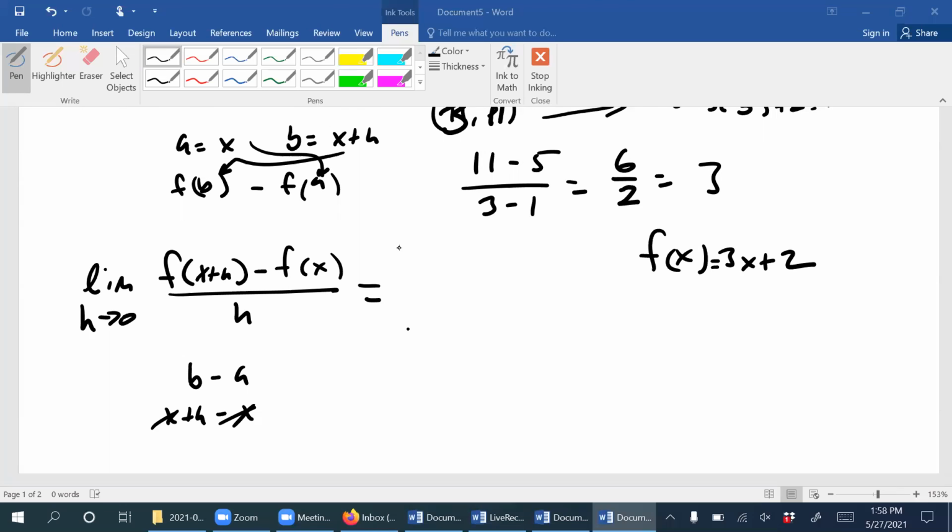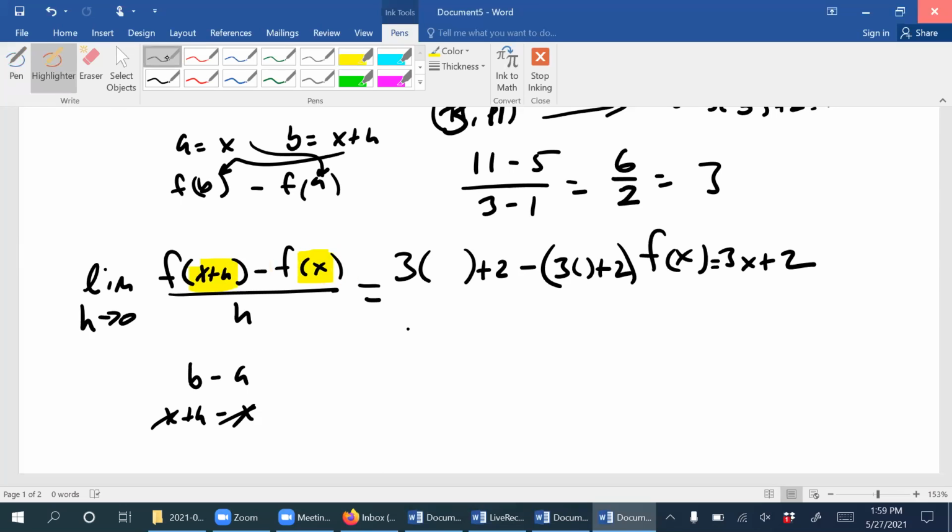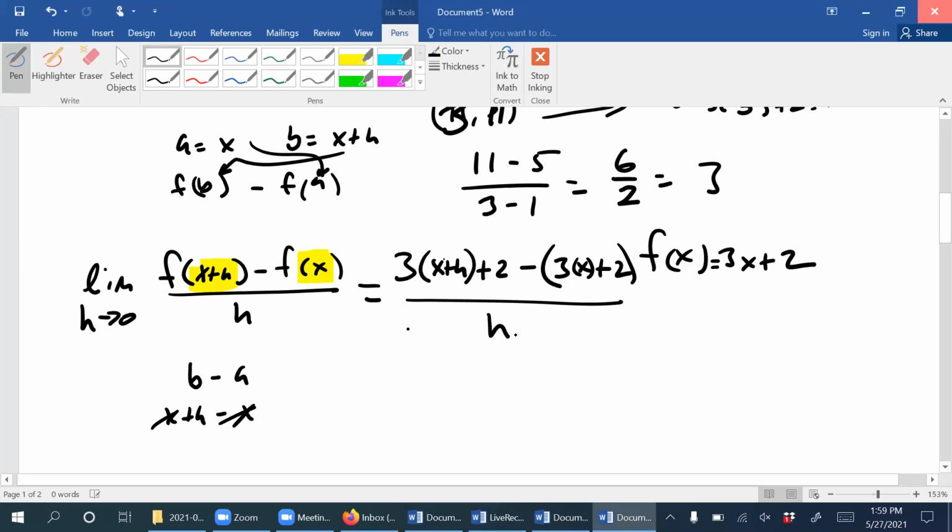So in the problem, I'm going to write 3x plus 2 minus 3x plus 2. What is my x? Take a look here. I'm going to plug in x plus h in the front, and I'm plugging x in the back, all over h. And this is the step that we did last time. I did forget one step. I need to remember to always write the limit as h gets closer to 0. You're going to have to plug in the limit every single time in all these steps.